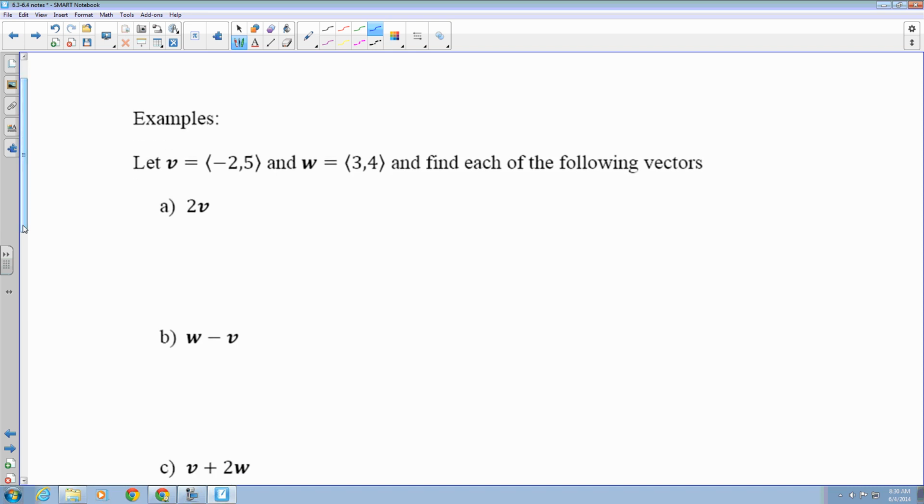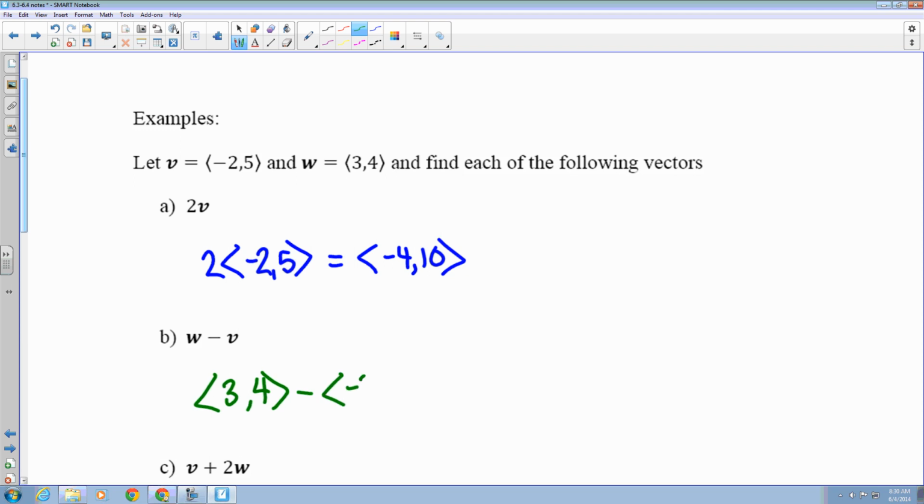So if I have vector v and vector w, if I want to find 2 times vector v, I just multiply 2 into both terms of that component form of vector v. So 2 times negative 2, 5, negative 4, 10. w minus v, it's just what it sounds like. I just subtract the x values and the y values. Just 5, negative 1.